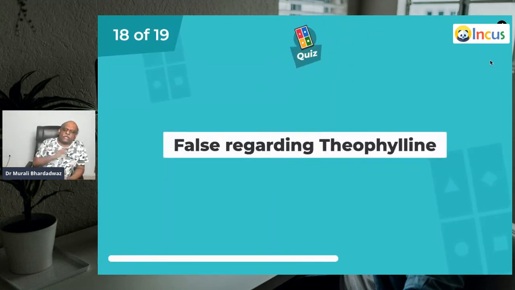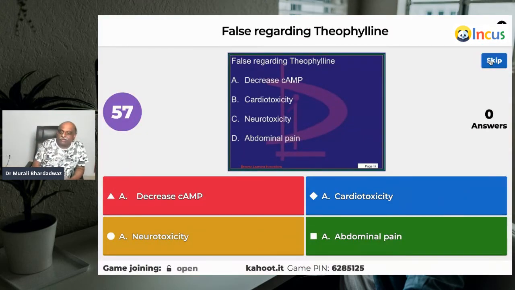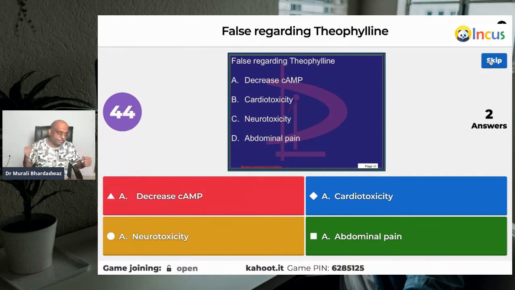The last question for the evening, which is going to decide the winner. What is a wrong statement about theophylline? Very fast punching is required. Otherwise, you lose the mark, even if you are right.